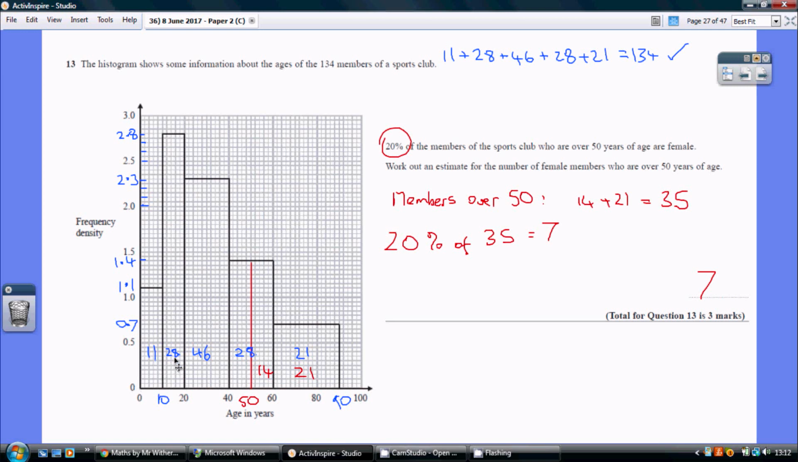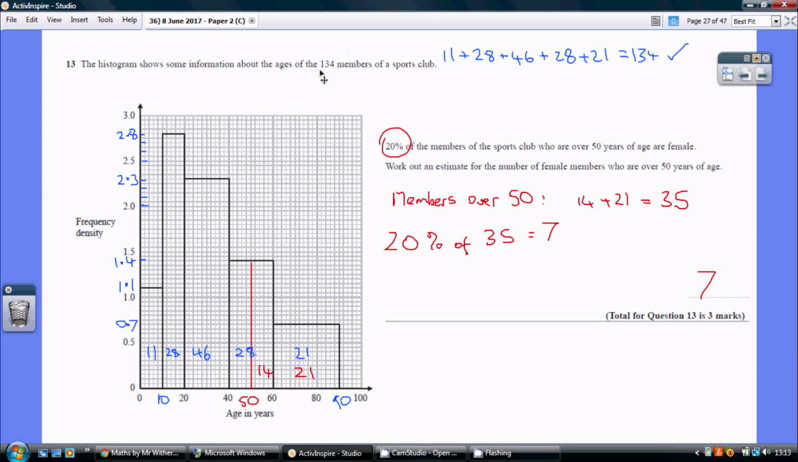And so on. So each of these numbers here in blue, I've just worked out by working out the area of the rectangle. So simply the base times the height. So let's take this one here, for example. Base of 20, height of 2.3, that's an area of 46. So when I've gone and added up those 5 areas, I've got a total of 134, so we can see that ties in with the number of members.